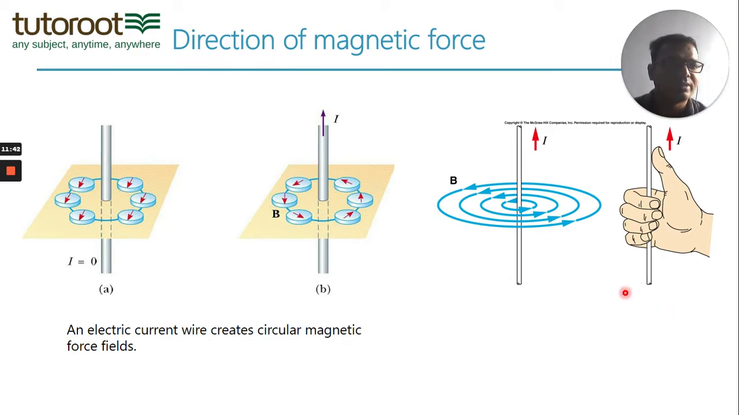You use this method, the hand method. Always point your thumb along the direction of the electric current, and the direction in which your fingers are curling gives you the direction of the magnetic force. So here you can see the current is in the upward direction and the magnetic force is in the shape of the fingers curled.